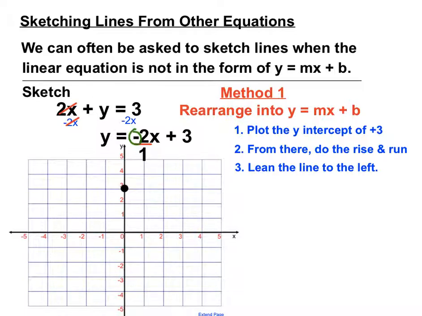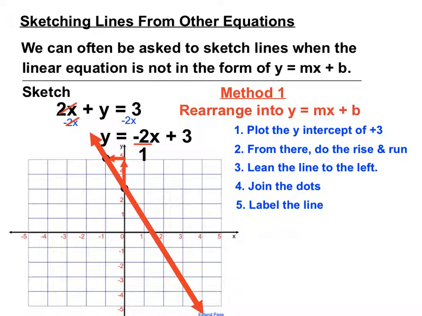So we rearranged that original linear equation into this format, and we're learning the three things we need from that to be able to sketch. So we've plotted the y-intercept of plus 3. If we do the rise and the run there, we rise 2 and we run 1, and I've deliberately run to the left hand side here because I'm expecting to have a left leaning line when I join those dots. So I join the dots and I label the line.